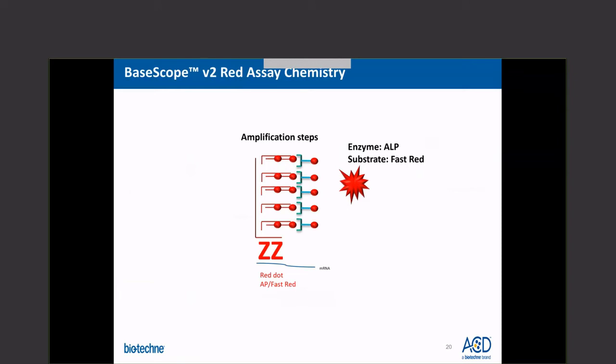Here is the schematic depicting the chemistry of the BaseScope single-plex assay. The amplification tree that is built for the C1 probe is based on alkaline phosphatase chemistry and visualized using the fast red chromogen. Please note that fast red chromogen naturally fluoresces at 570 nanometer wavelength, and therefore the red signals may be visualized under a fluorescent microscope as well.